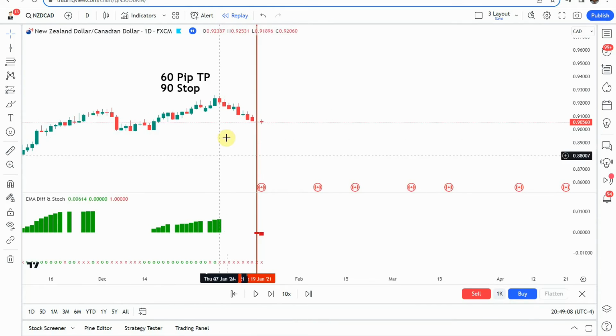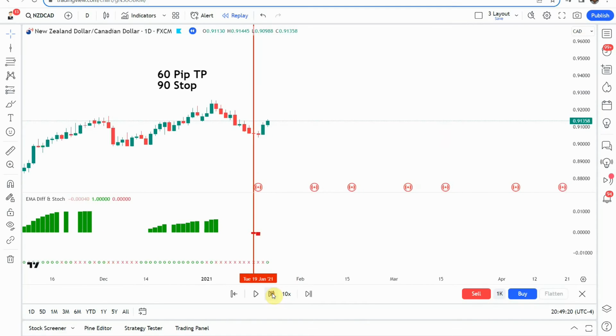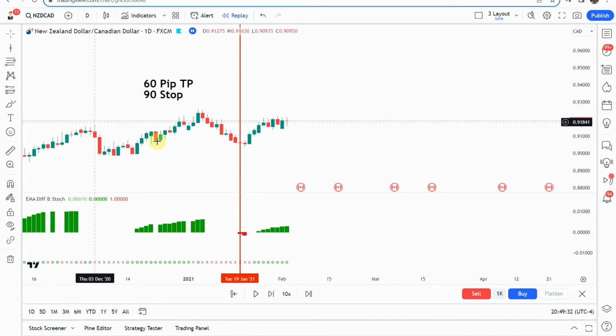Alright, the first signal that we pick up is a short signal as we get that red bar right there, red vibrant bar, and we have a red X to confirm. Let's go ahead and play this forward a little bit here. And it looks like immediately we get a spike right back to the upside there. And it does reject that push to the downside and does unfortunately stop us out.